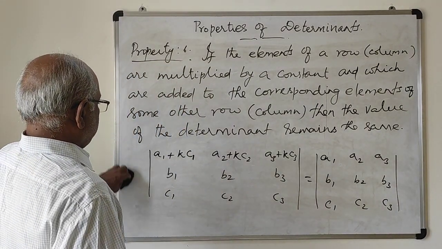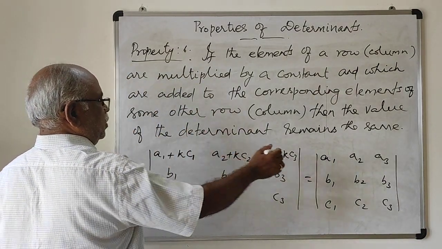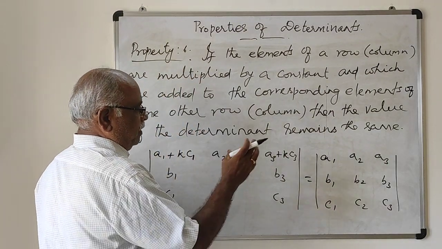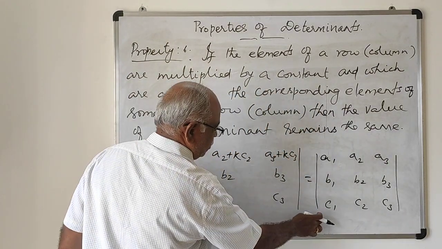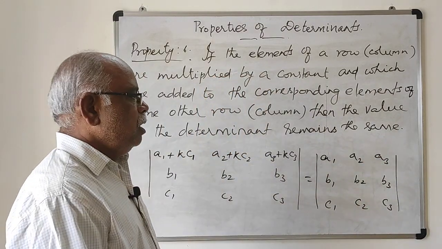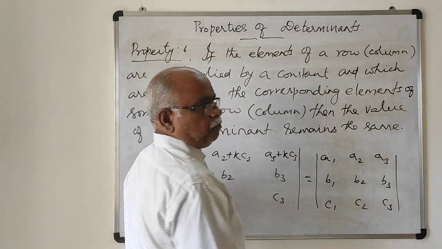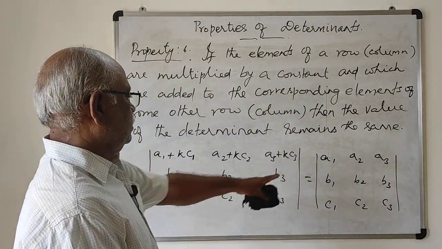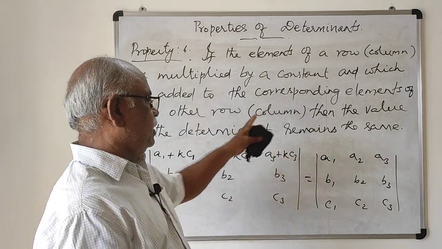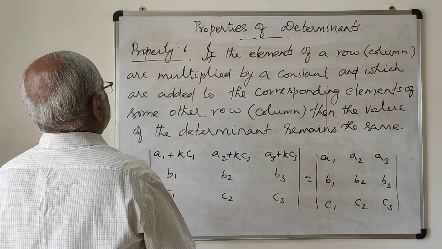See, in this case the determinant with rows A1, A2, A3; B1, B2, B3; C1, C2, C3 is defined as delta. If the elements of the third row are multiplied by the constant K and added to the corresponding elements of the first row, then the value of the determinant remains the same. After these operations, you will get the same value of the determinant. How? We will see.